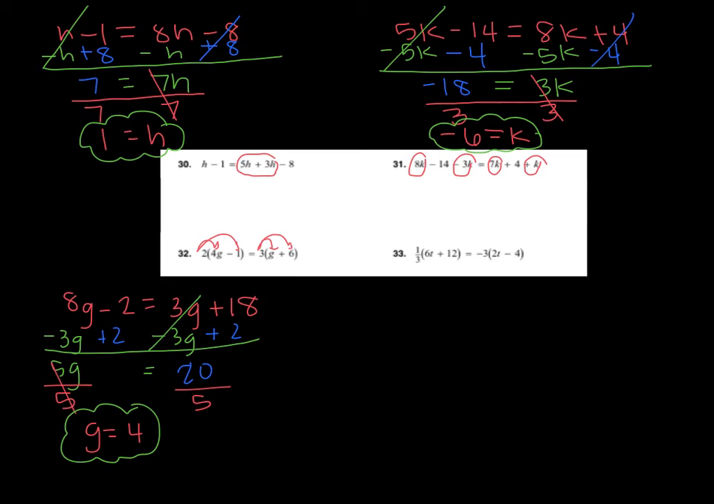Alright, so we've been working with fractions now for almost 3 weeks, so hopefully you're getting a little more comfortable, but let's look at number 33 just in case. I'll help you distribute, and then you guys can pause and solve.